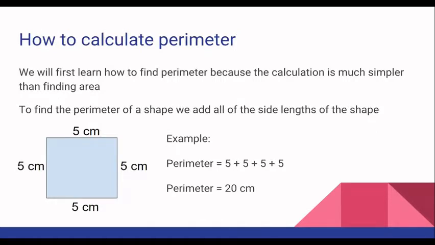To calculate the perimeter, it's the same for every single shape. You add all of the side lengths of the shape. In this example, we have 5 centimeters for each side. So you simply add those sides together and you get 20, which is the perimeter.